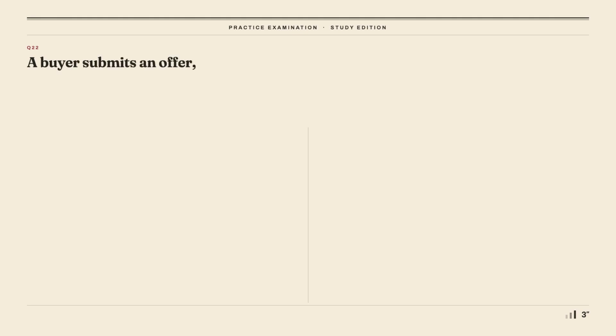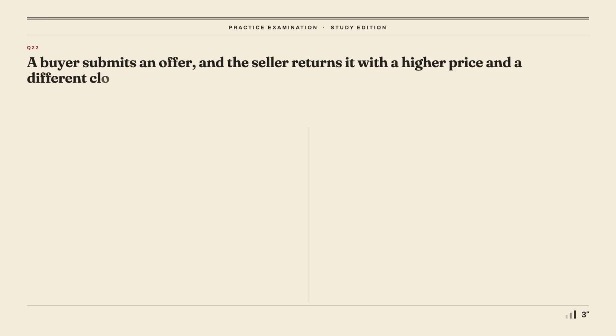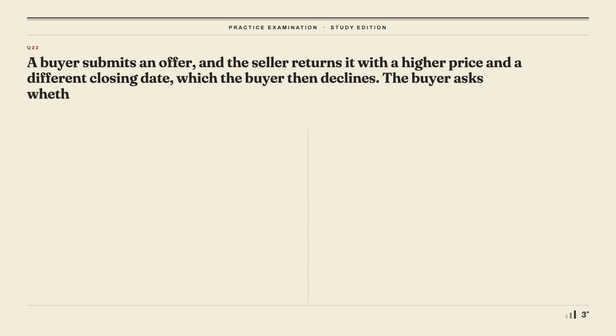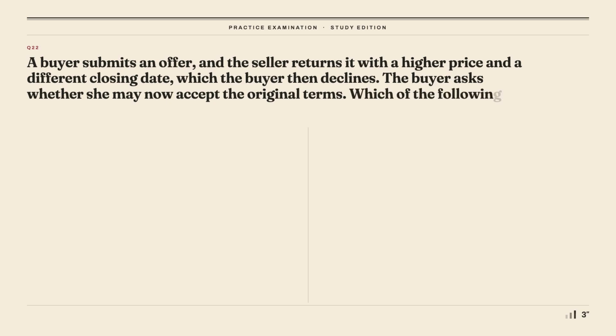Question 22. A buyer submits an offer, and the seller returns it with a higher price and a different closing date, which the buyer then declines. The buyer asks whether she may now accept the original terms. Which of the following describes her position?